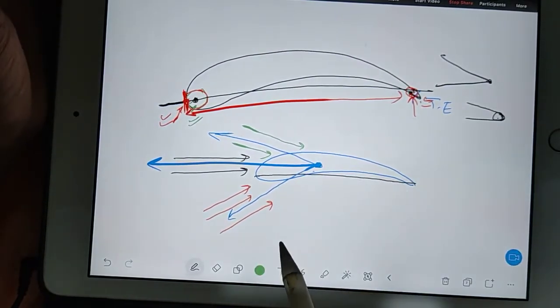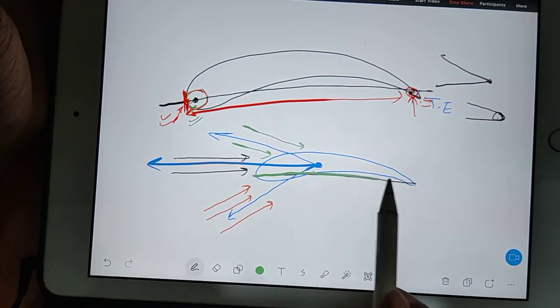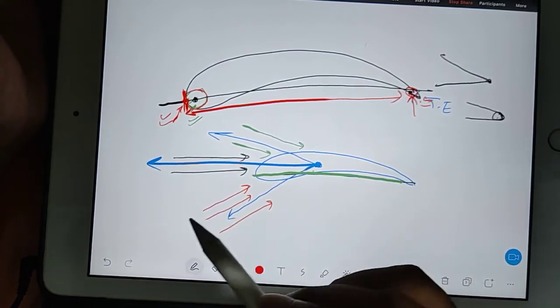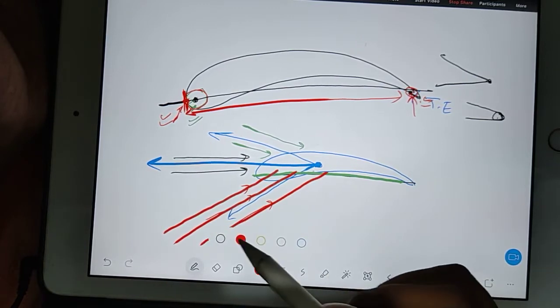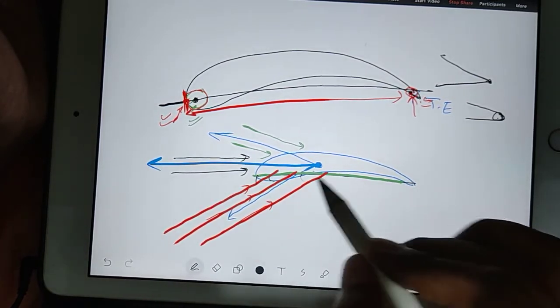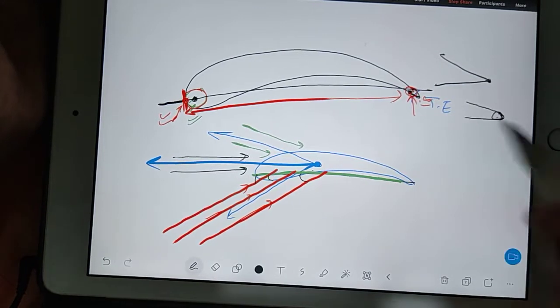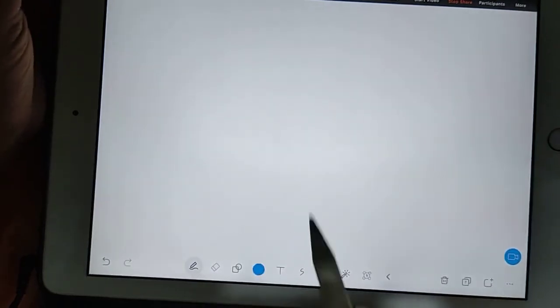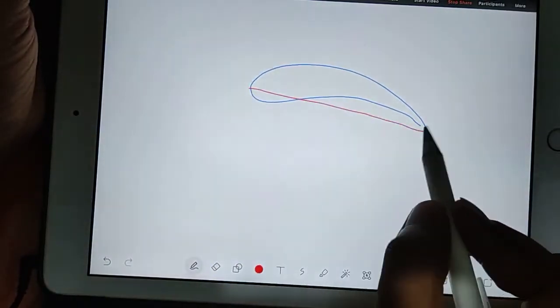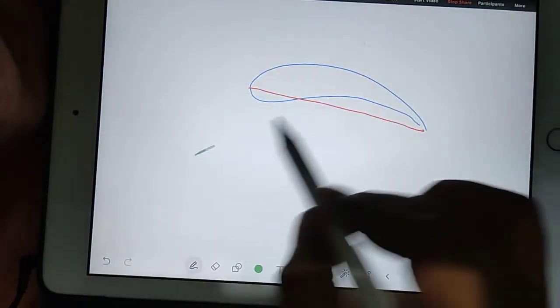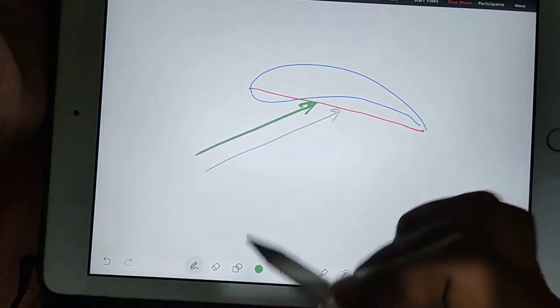So where is your chord line? This black line I am saying is the chord line. And where is my free stream? In my first case, this is my free stream. So the angle between the chord line and the free stream, I mean this angle, is your angle of attack. For simplicity, we simply say that if you have an airfoil, it will have a chord line, and this chord line will make a certain angle with the free stream flow.